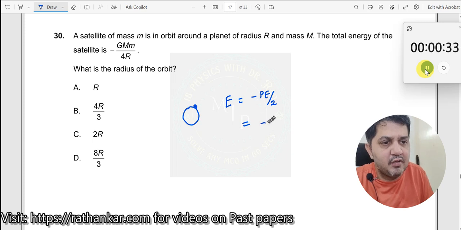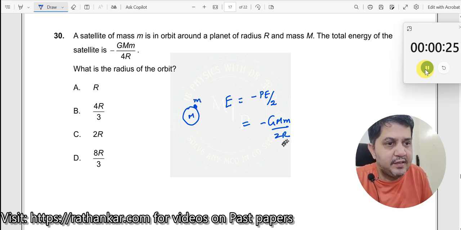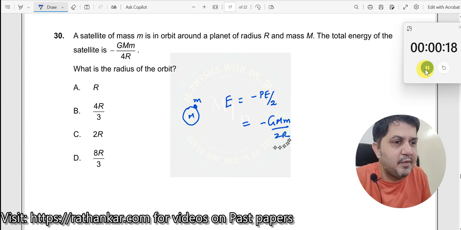This will now be equal to minus GMm divided by 2r, where m is the mass of this particle, capital M is the mass of the planet, if it is on the surface. This is the actual formula which we have. But here it is given as 4r, which means the denominator is multiplied by 2 over here.